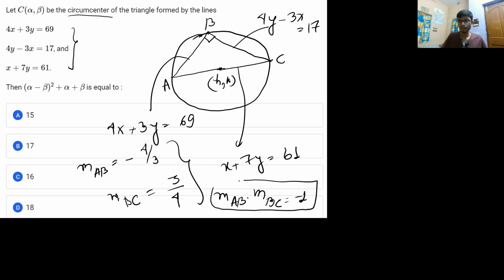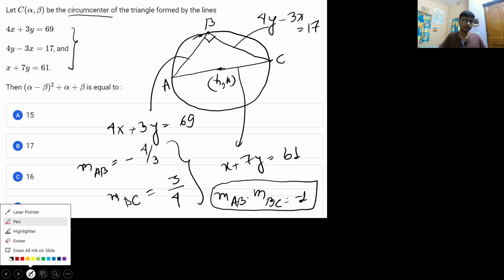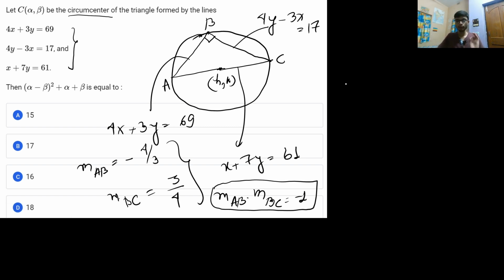So this gives a very important hint: the product of the slopes of the two lines is minus 1. That means the lines AB and BC are perpendicular to each other. So in this problem, instead of a lengthy calculation to get to the circumcenter, there is a geometrical implication that simplifies it. Since they are perpendicular, the circumcenter of the triangle is the midpoint of AC. The only task is to solve for points A and C, which reduces your steps of calculation.